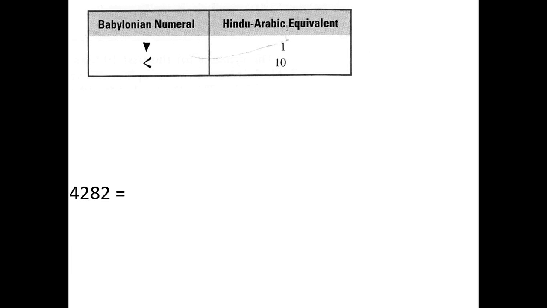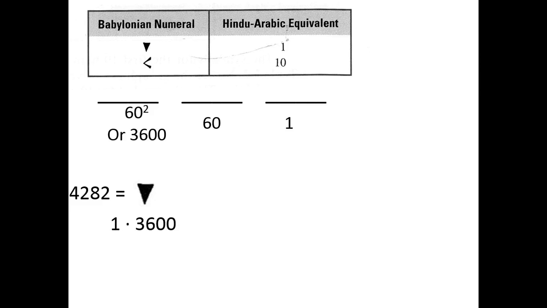How about a number as big as 4,282? Now keep in mind the place values. We're looking for groups of 60 or groups of 3,600, and in this case we can find a group of 3,600 in 4,282. There's one group of 3,600. Now once we account for that one group of 3,600, that leaves us with 682 that we have to represent in the last 2 groups.